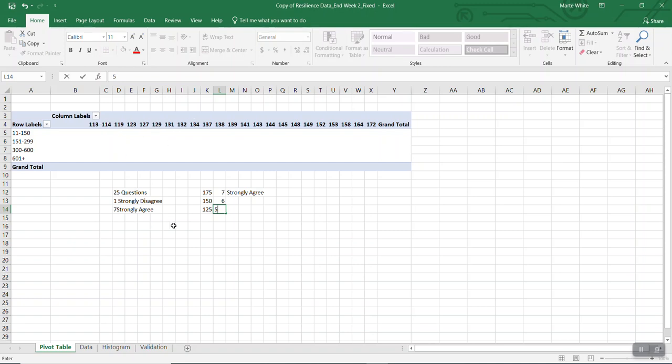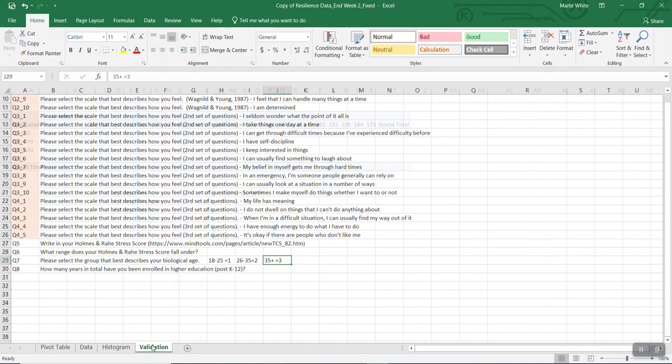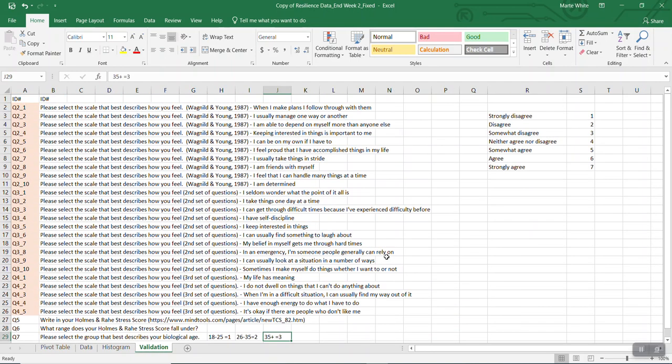So we still have more categories to go. So let's do equals 25 times 4, which is 100. So nobody scored under 100. So most of you scored strongly agree. Let's go back and see what the validation said on that one. Strongly disagree is a 1. So strongly agree, somewhat agree. Let me copy those because I'm not going to remember that by the time I go to another sheet.